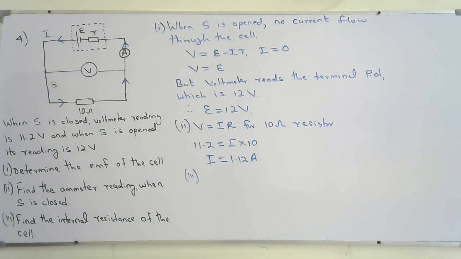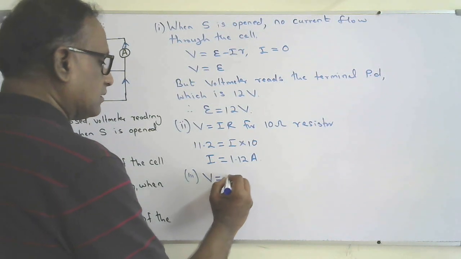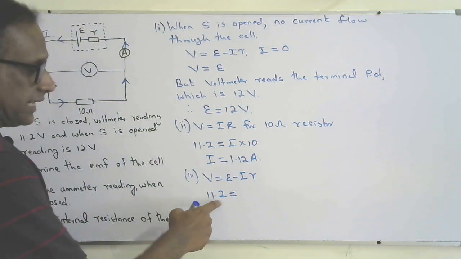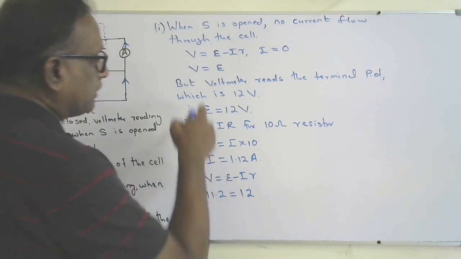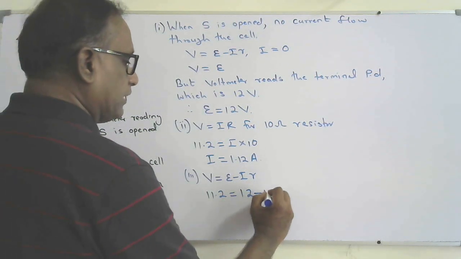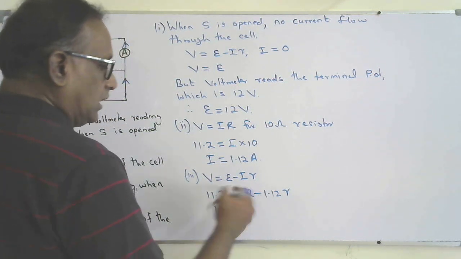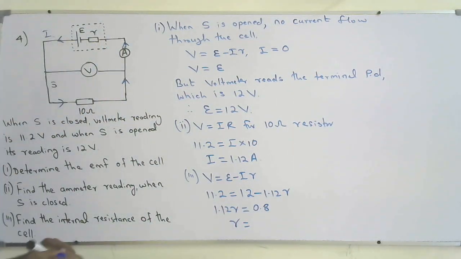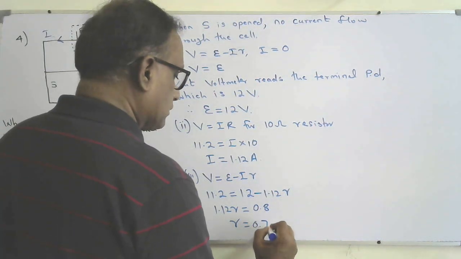Third part, find the internal resistance of the cell. Now I can use V equal E minus IR, the standard equation for the cell. I know the terminal potential difference when there is current flow, that is 11.2. EMF is 12, we found it already in the first part. Minus I, which is 1.12, times R. I need to find R. So 1.12 R equal 12 minus 11.2, that is 0.8. Find the R. That is 0.71 ohms.